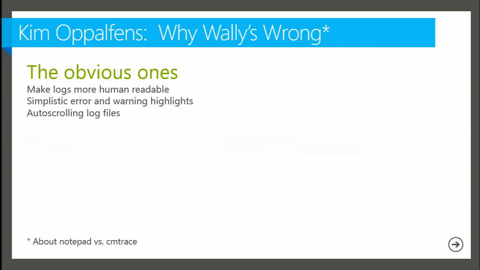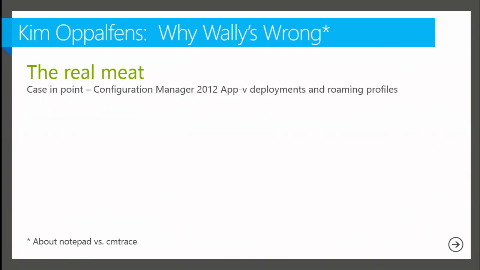However, there are some less obvious ones that make Notepad better than CM trace. I built this session, or came up with this topic, because we had a customer case where the customer wanted to do Config Manager 2012 AppV deployments, yet they had roaming profiles enabled. AppV deployments, roaming profiles. What's the big deal here?